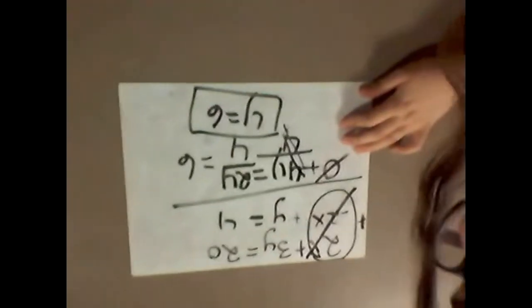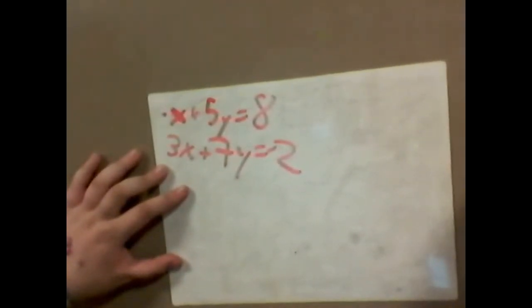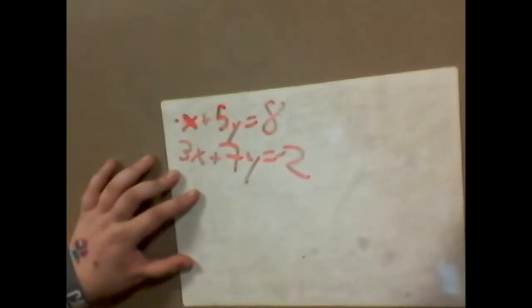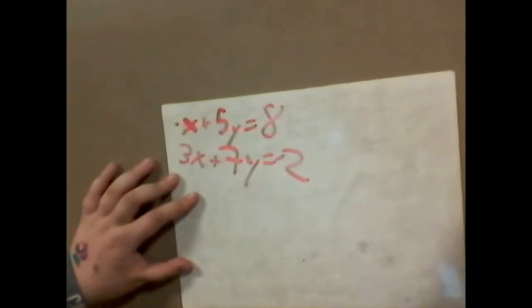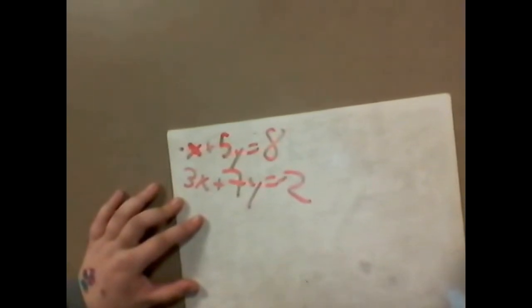Let's try another problem. Okay, so as you can see here, we have negative x plus 5y equals 8. And the second equation is 3x plus 7y equals negative 2. And as you can see, we have no opposite values.